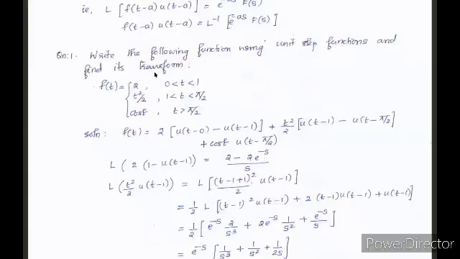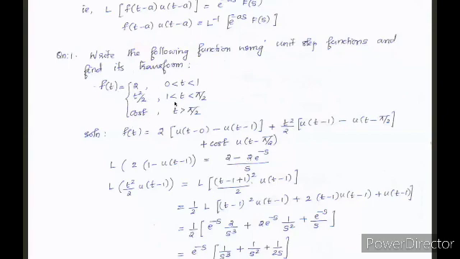Now let's look at an example. Write the following function using unit step function and find its transform. So f of t is equal to 2 if t is between 0 and 1, and t squared by 2 if 1 is less than t less than pi by 2, and cos t if t is greater than pi by 2. So f of t is a piecewise function.